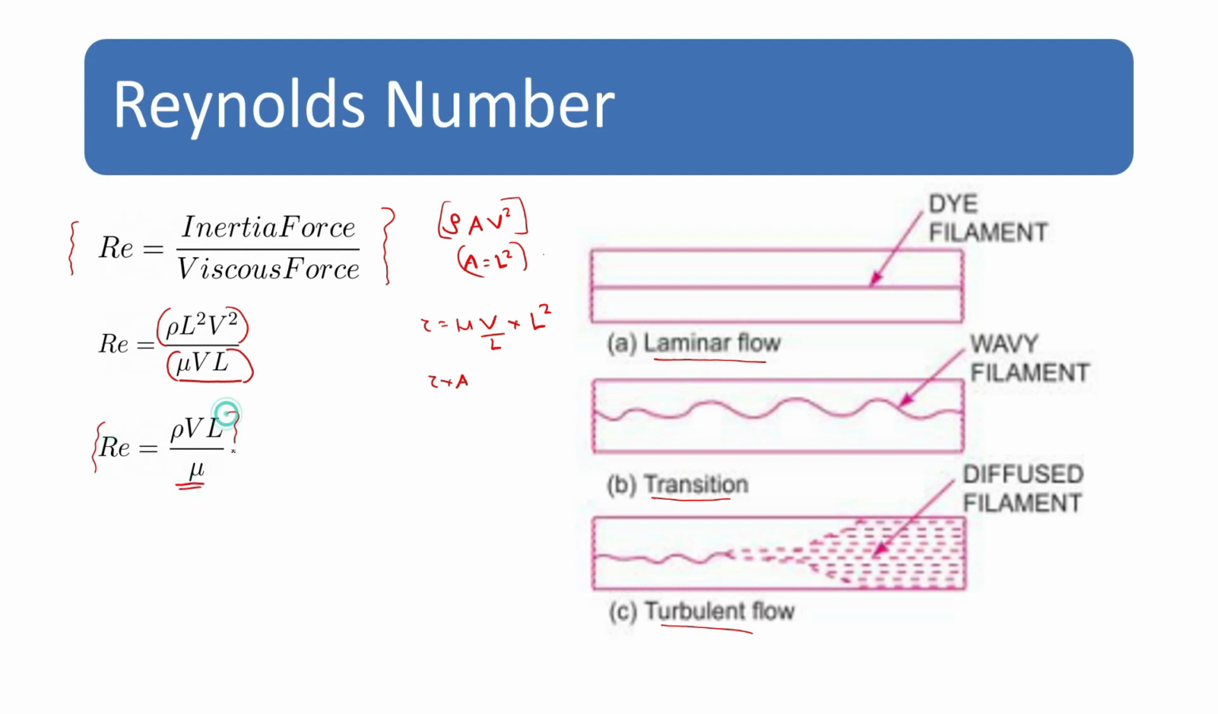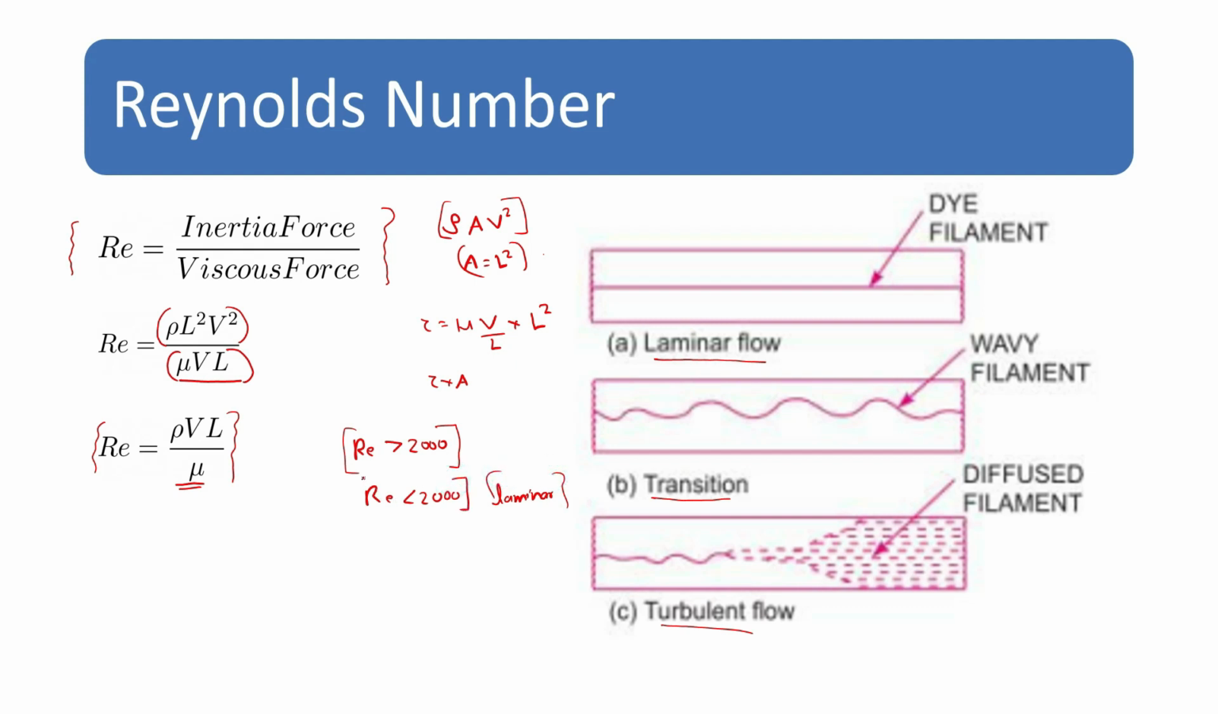So Reynolds experiment showed that when Reynolds number is greater than 2000, the flow will become turbulent, and when Reynolds number is less than 2000, the flow was laminar. So this was the experiment. So 2000 is the number.